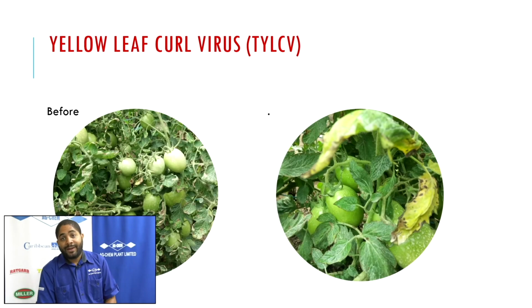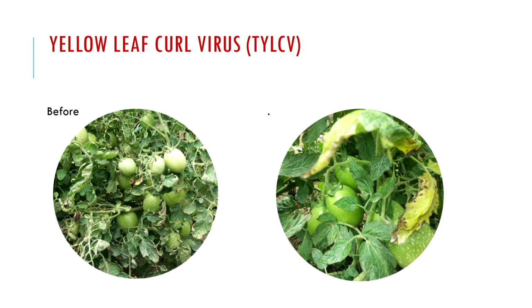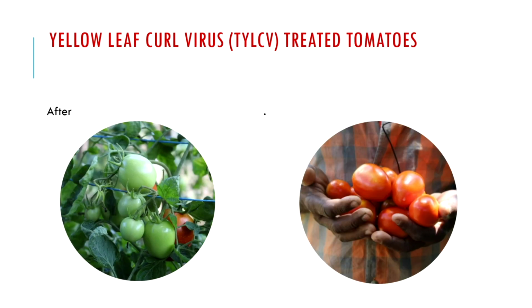Okay, here are some pictures now from our plot, some before and after pictures. So our tomato yellow leaf curl virus before pictures, you see basically the curling of the leaves, the yellowing of the leaves. You're not getting the full production from the plants. But then when we go after, you see very healthy looking leaves.